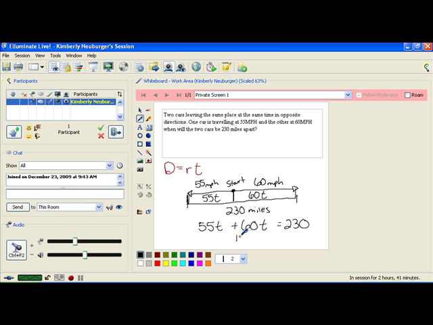Combining our like terms, we get 115t equals 230. Divide both sides by 115, and we find out that t is 2 hours. So that's how long it took us to get those two cars 230 miles apart. So in this situation, we're using the formula distance equals rate times time, and the picture helps you set up your equation. So now you have two more strategies for solving your problems. You can use a table to organize your information, or you can draw your picture.